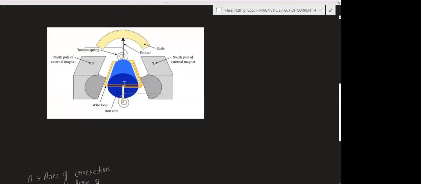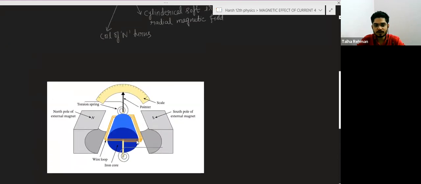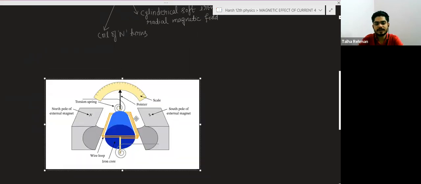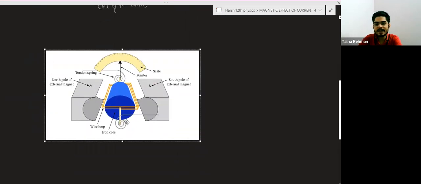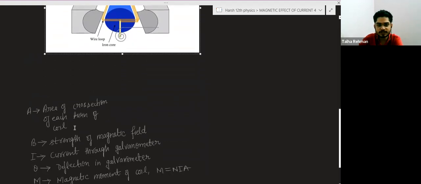Now there are some terms that I will use. A is the area of the cross section of each turn of the coil. So this is the coil. Here we will have a coil, just for the understanding. This coil has N turns, and each turn has the area A, the area of cross section of each turn of the coil.